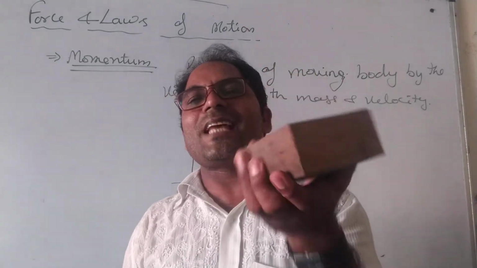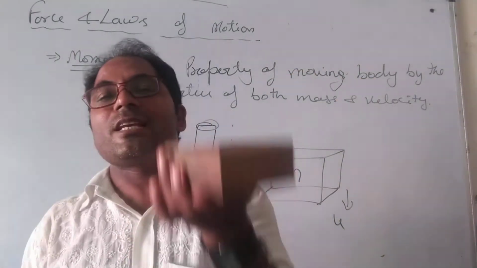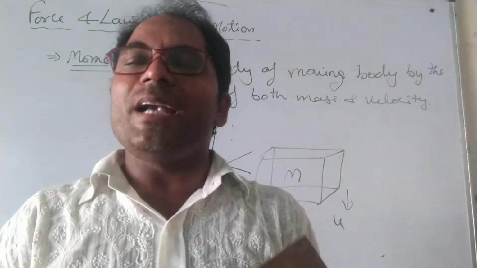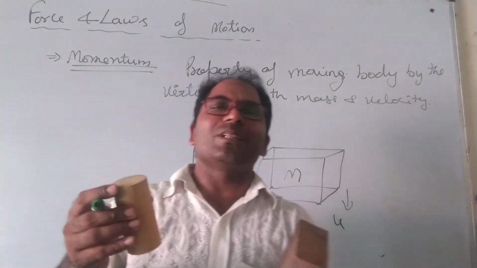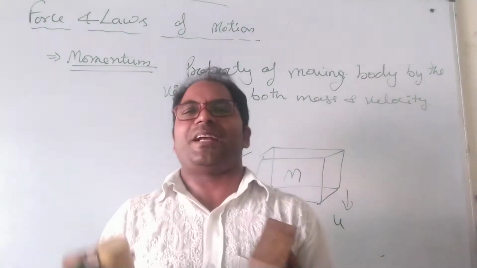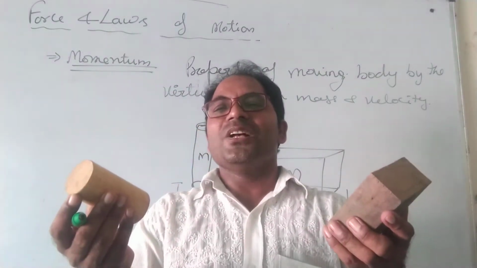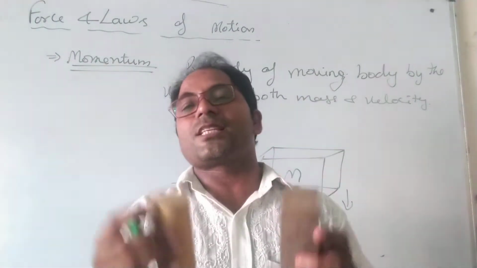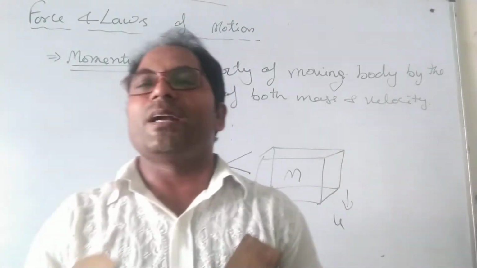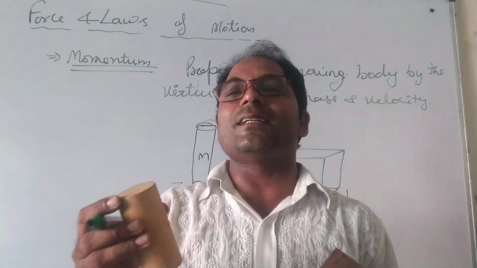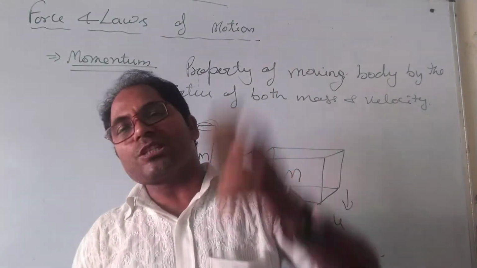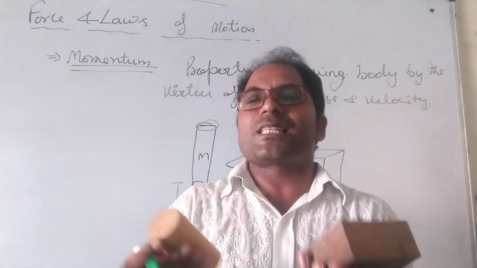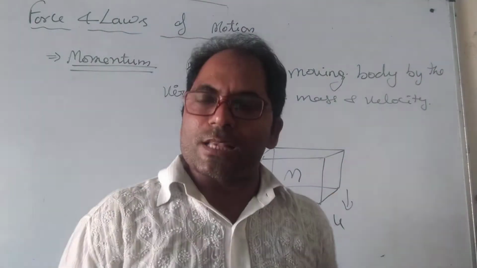The cuboidal one, because it has maximum mass. This mass is more in comparison to the cylindrical object. So because of this mass, the momentum of the cuboidal object will be more than the momentum of the cylindrical object. Is it clear? Are you understanding? That's why the momentum of an object depends on its mass also. If the mass is lighter, then the momentum also will be less. If the mass is greater, then the momentum also will increase.